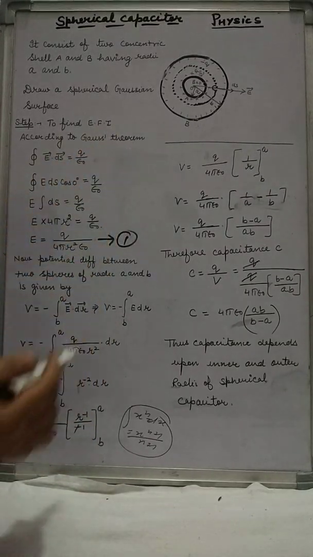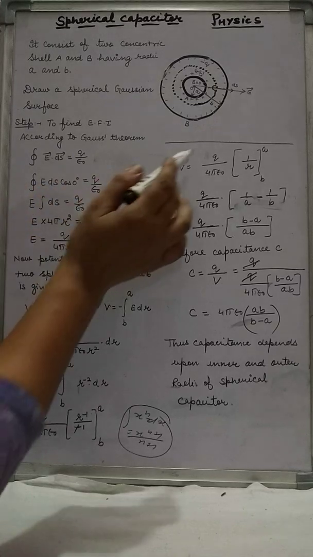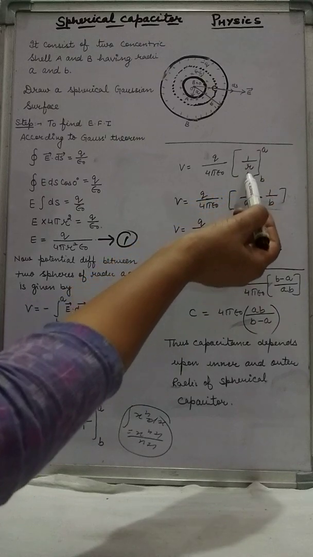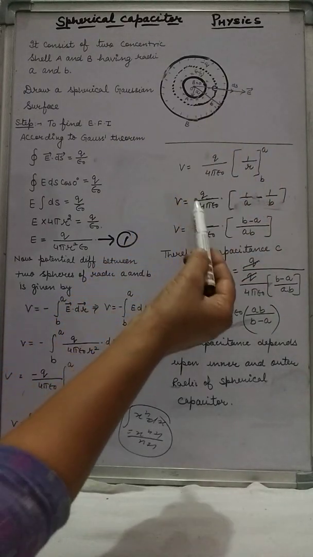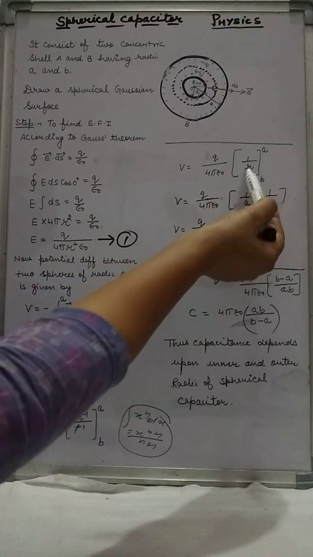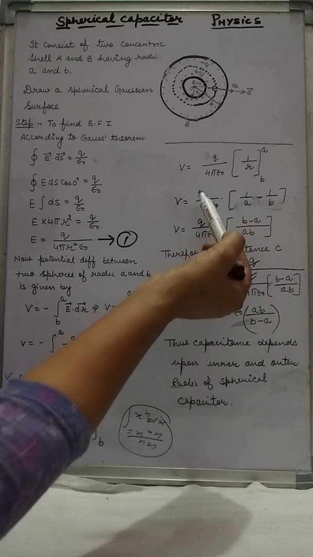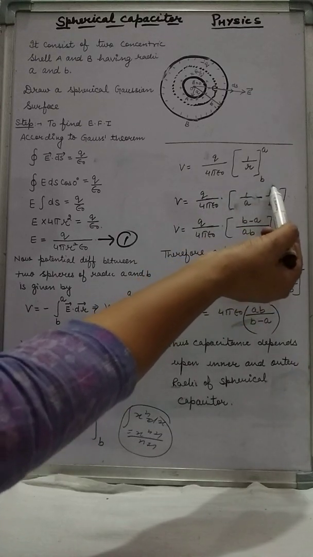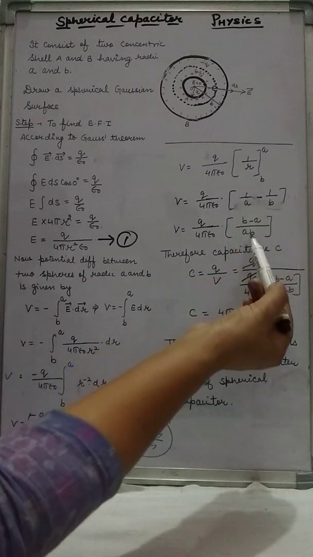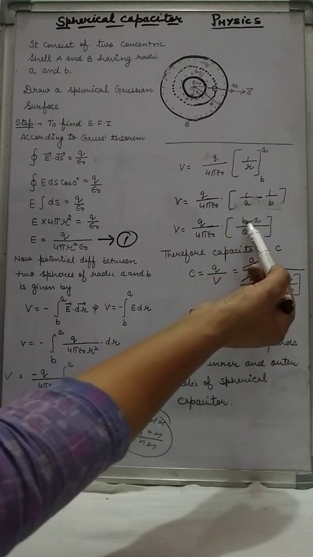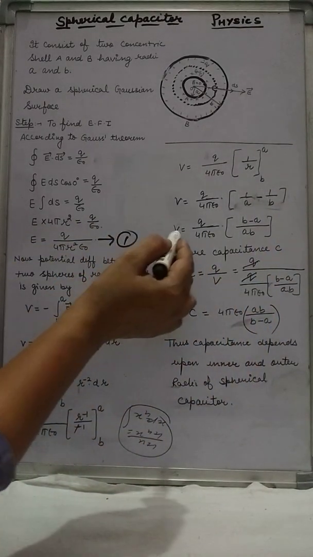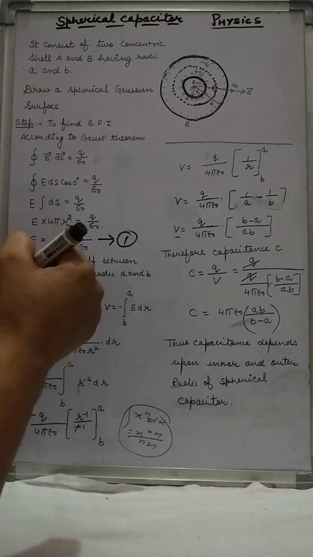Now potential V is equal to Q upon 4 pi epsilon naught. This r raised to power minus 1 we can write as 1 upon r, from B to A. Now put the limits, upper limit minus lower limit. In place of r, we put A and B. So V is equal to Q upon 4 pi epsilon naught, 1 upon A minus 1 upon B. So V is equal to Q upon 4 pi epsilon naught. Here AB is the LCM, so B minus A upon AB. Now we have calculated the value of V.